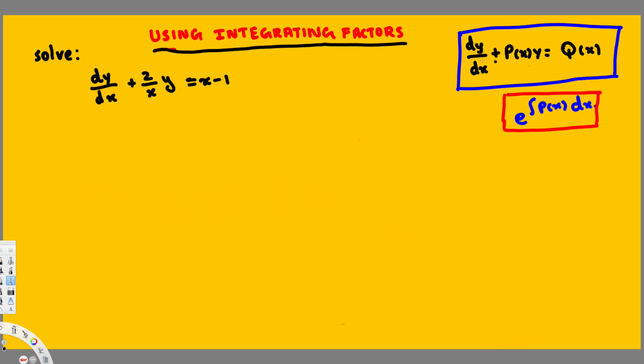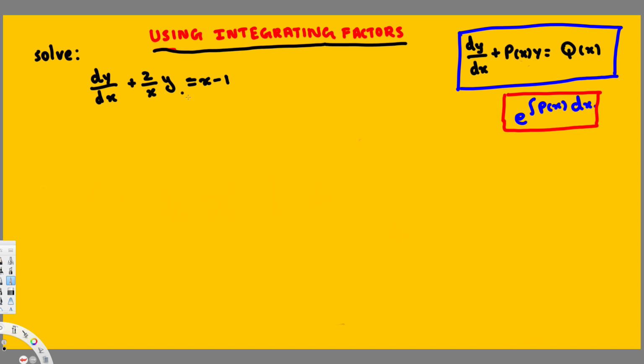Now let's look at the given differential equation. In order to solve this one, the first thing we have to do is bring this into the standard form. But let's check whether it's already in the standard form. If you look at this one, we have dy over dx, and also we have an x function multiplied by y, and on the other side of the equation we have an x function. So this is already in standard form.